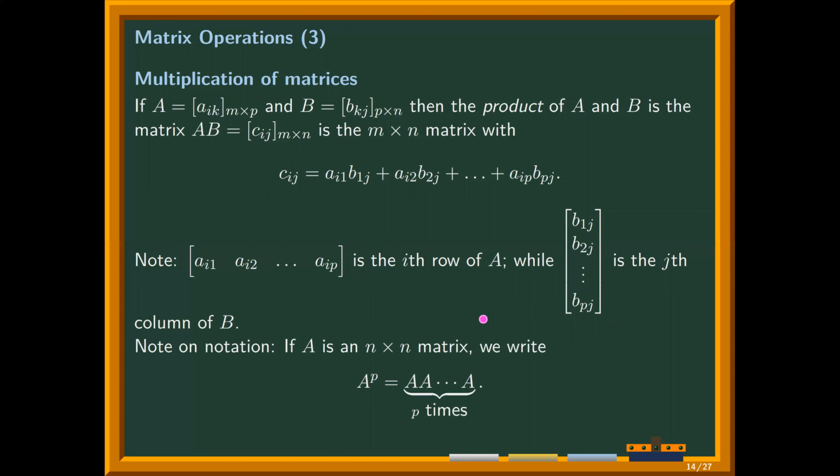Note that if A is a square matrix of size n, then we may multiply A to itself as much as we want. And if, say, we want the product of A with itself p times, then we will simply write the matrix product as A raised to p. So we can actually perform matrix exponentiation if A is a square matrix.